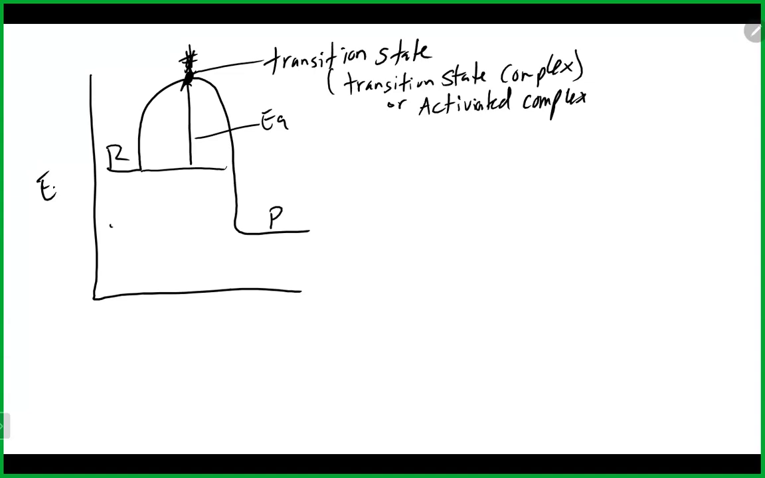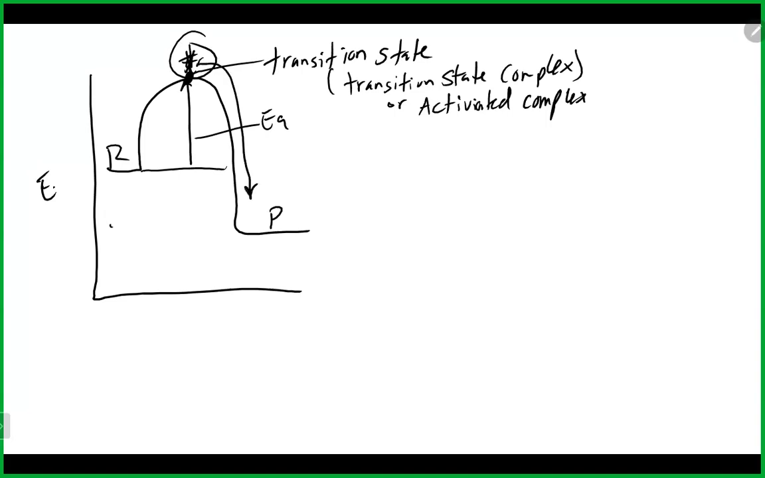Because you're in that intermediate state where we haven't fully broken all of our bonds and we haven't fully made all of our new bonds, but we're really close to that happening. So when we get to the very top in energy, where we have these partially made bonds and partially broken bonds, what happens very quickly is that this species will typically drop down the hill very quickly.